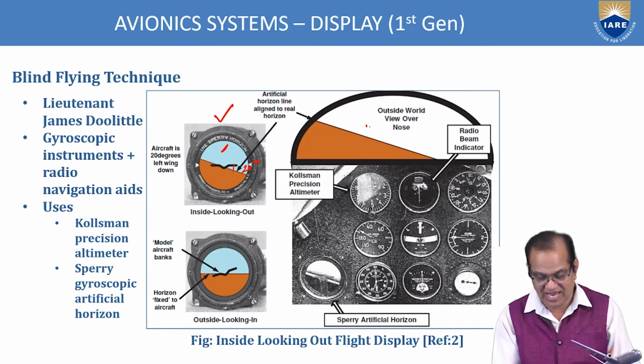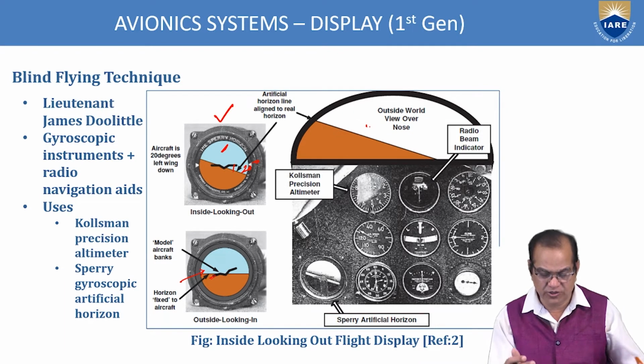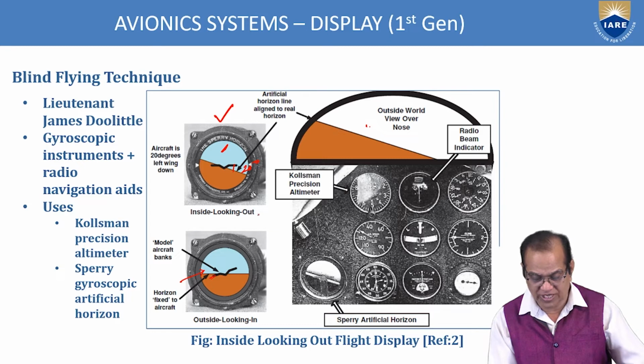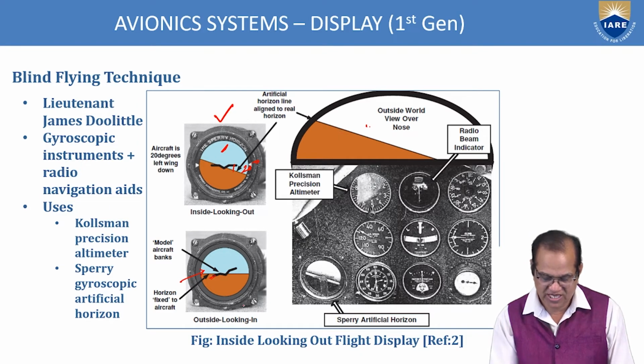This line is fixed to the aircraft, and this will show your aircraft, how much it is banking. So here, inside looking out and outside looking out. If you see from inside, it will look like this. If you see from the outside, it will look like this.